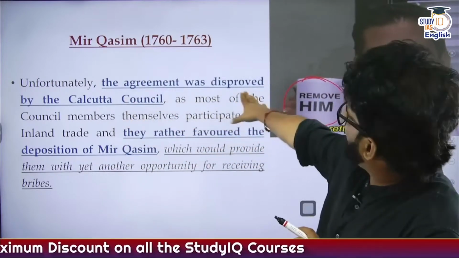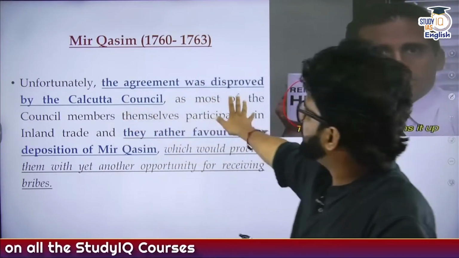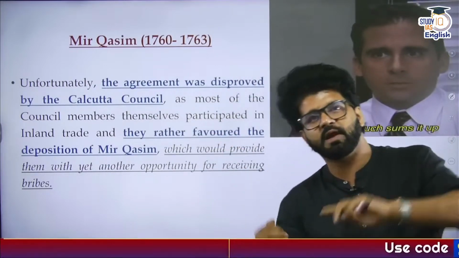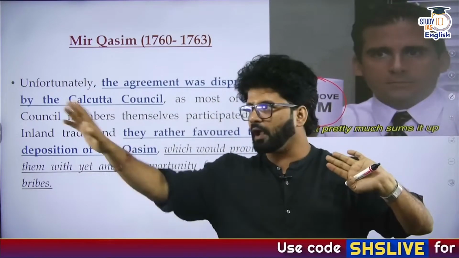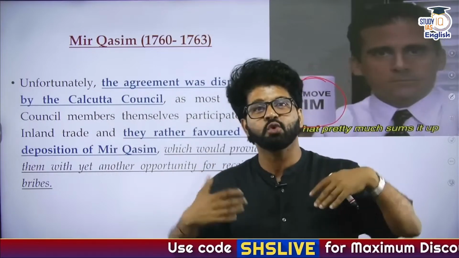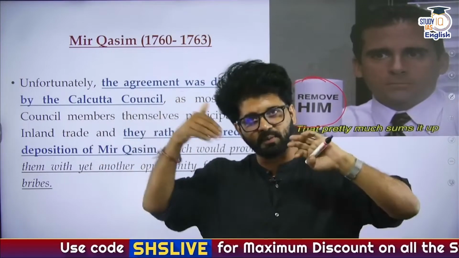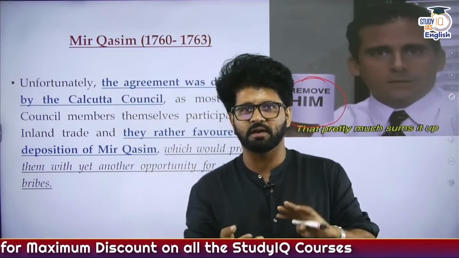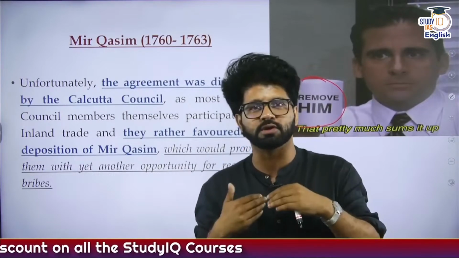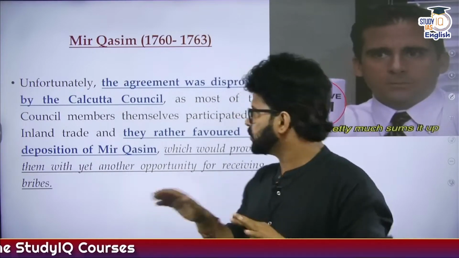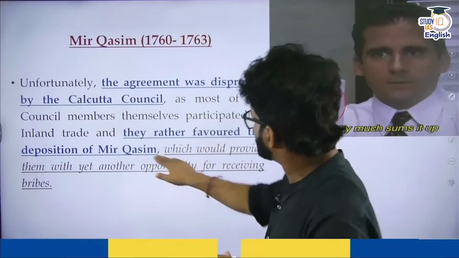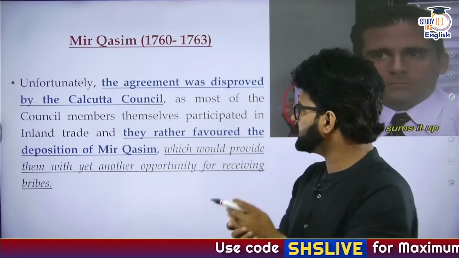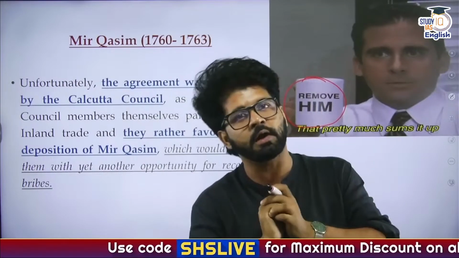So unfortunately, the agreement was disapproved by the Calcutta Council, as most of the council members themselves participated in inland trade. They were like, dude, we have told him all these things, but how can we tell him that we are the guys who are actually doing these things, and you are coming to us only to resolve that particular matter? That's actually a laughable thing to do. Why would we want to do something which would harm us? So we are not doing that. Instead, we will remove you. They rather favored the deposition of Mir Qasim, which would provide them with yet another opportunity for receiving bribes.